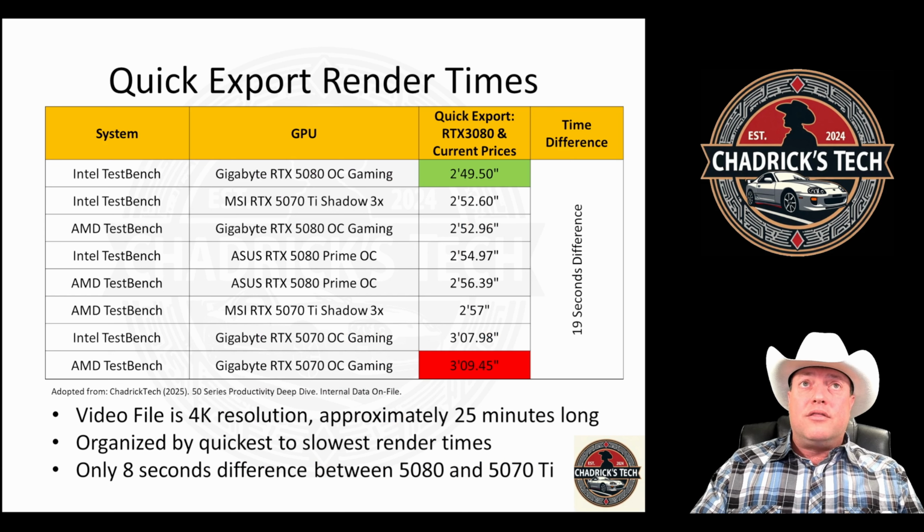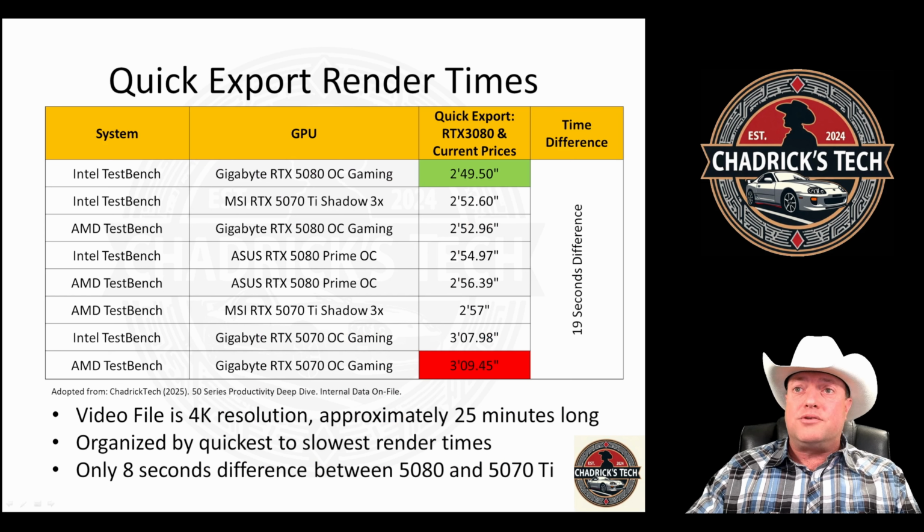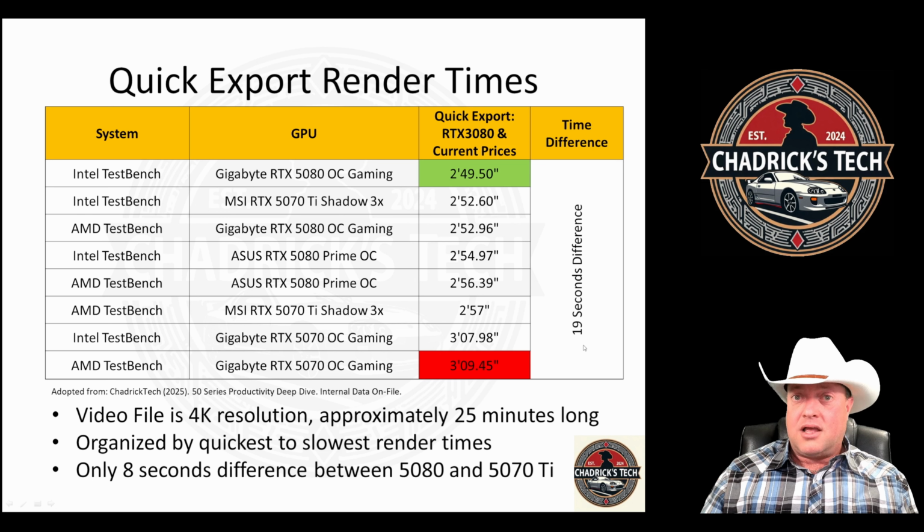Now, what about the quick export render times? When you're looking at the difference, organized by fastest to slowest, 19 seconds difference. And if you look at the 5070, 5070 Ti and the 5080 cards, between those three cards, only 8 seconds difference between the Intel and the AMD test benches. Only 8 seconds difference.